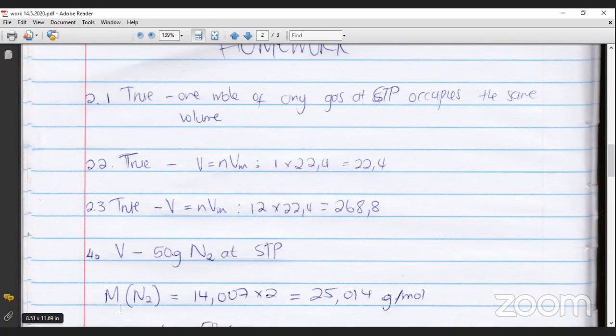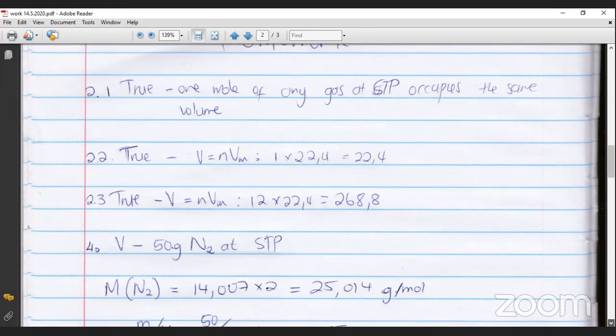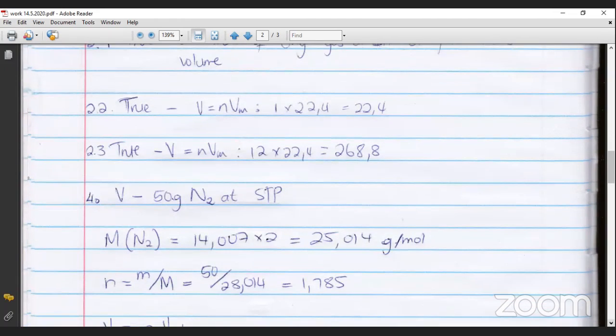We looked for the molar mass of N2, which is going to be 14.007 times 2, and this will give you the 25.014 grams per mole. Don't forget the units ever. And then from there, we look for the number of moles. It's going to be mass divided by molar mass. This will be 50 divided by 28.